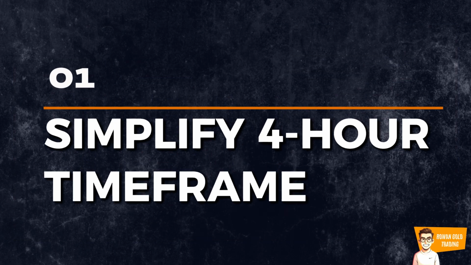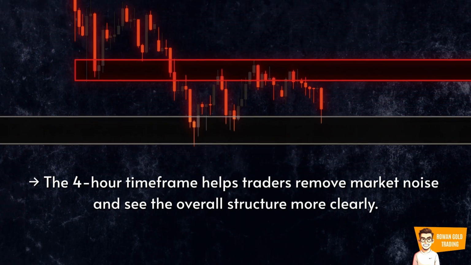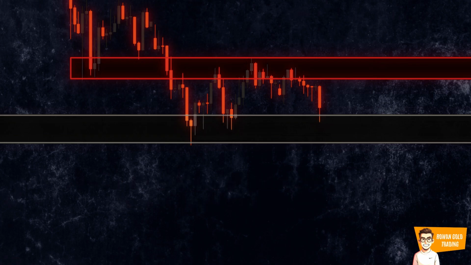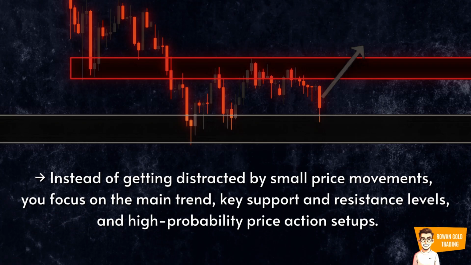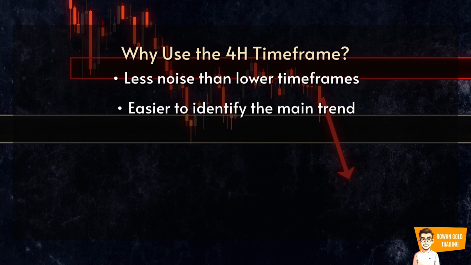Okay, jumping into section 1, simplifying the 4-hour time frame. This is where we establish our baseline. The absolute foundation of this whole thing is what we call the 4-hour range. Simply put, this is just the exact distance between the highest price and the lowest price of the very first 4-hour candle that forms in your trading day. This isn't just any random candle, guys. This is our ultimate boundary line.